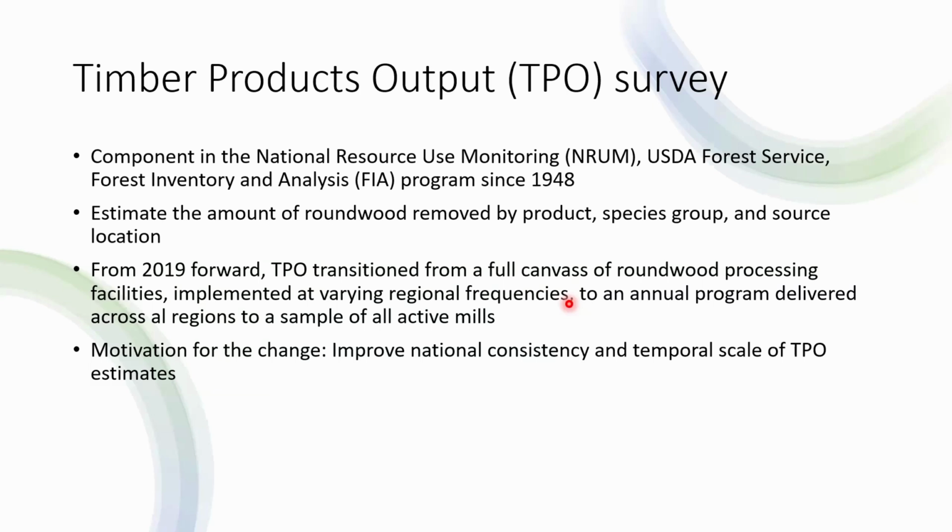The frequency of these surveys varies by region and facility. Surveys for all timber products other than pulpwood are conducted every 3 to 5 years in the north, 4 to 7 years in the west, and every other year in the south. From 2019 forward, TPO transitioned from a full canvass to an annual program sampling mills. The motivation for the change is to improve the national consistency and temporal scale of TPO estimates for effective land use planning and market analysis.